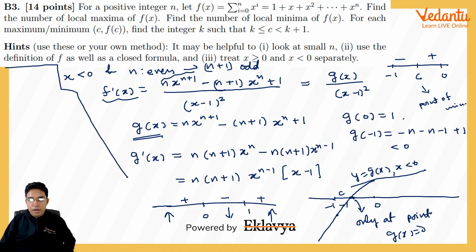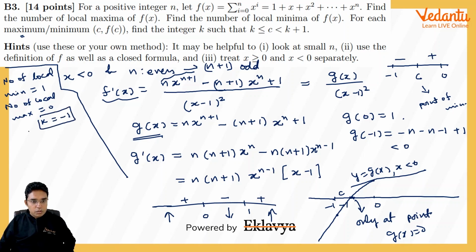What they are saying: find the number of local minima. The number of local minima is equal to 1. Okay, find the number of local maxima also. The number of local maxima is, I think, 0. And for each minima, not maxima, because there is no maxima, c lies between k and k plus 1, and this k is actually equal to -1. You can check. So these are the complete answers for this particular question.